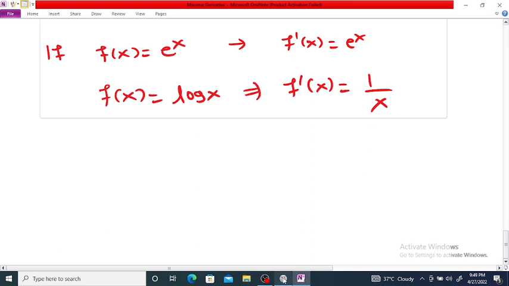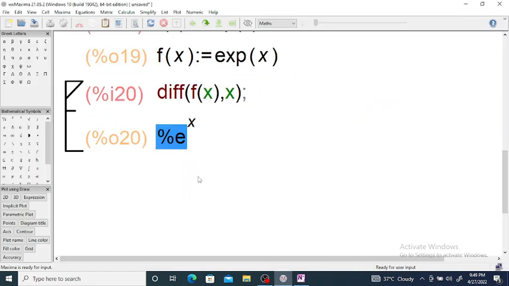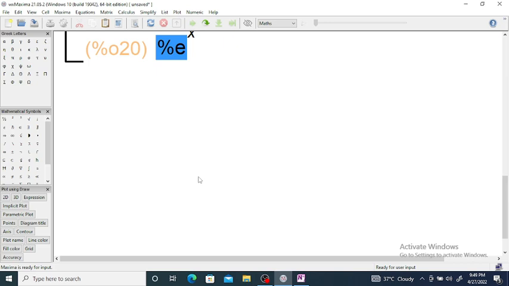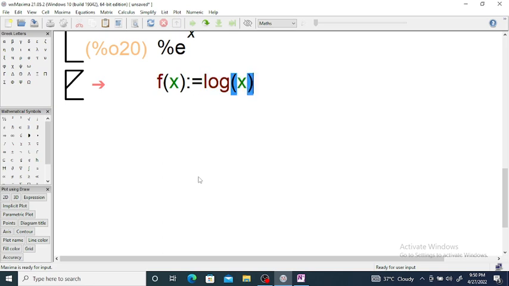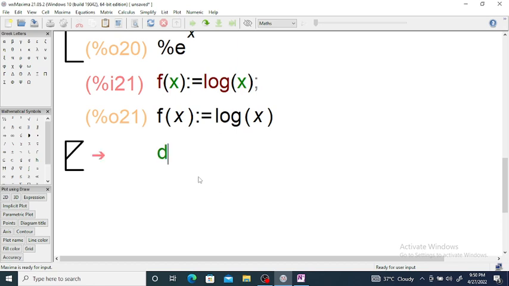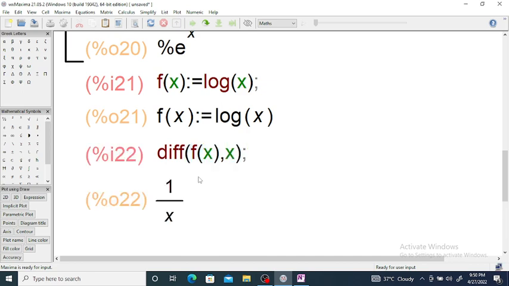So here in Maxima also you can write, to enter the log function, you just write f of x is equal to log x. Then to find the derivative, use the command diff, with f of x and the independent variable x, and it is equal to what? 1 by x. So if f of x is equal to log x, then its derivative is equal to 1 by x.